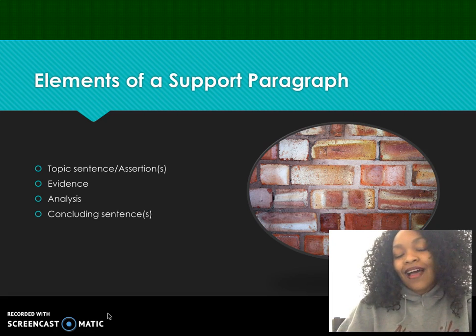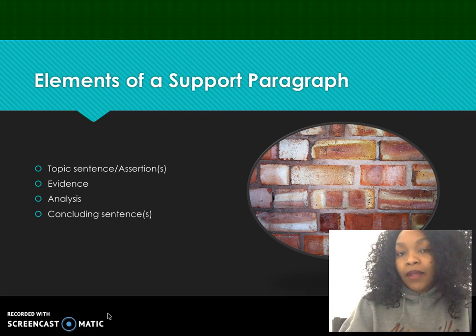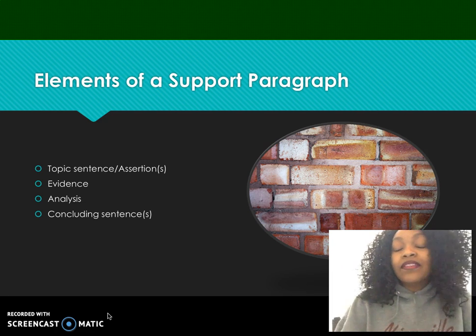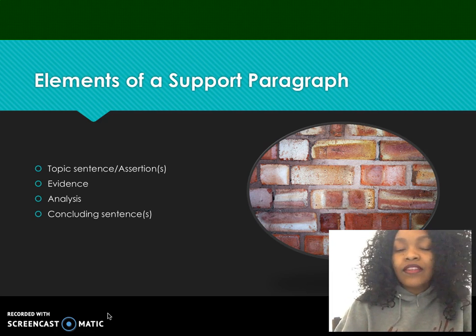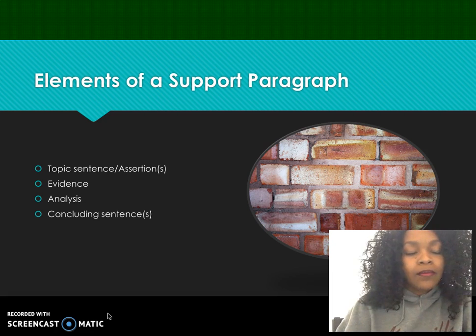And then your last element of a support paragraph is your concluding sentence. If you're making this support paragraph your body paragraph and it's going to be part of an entire essay, then your concluding sentence will not only draw in everything you said in that paragraph, but it will also transition you to the next topic that you're going to be discussing. Notice that I have concluding sentence or sentences because the longer your paper is, sometimes your concluding sentences may take 2 or 3 sentences to get to the next point, and that's completely fine.